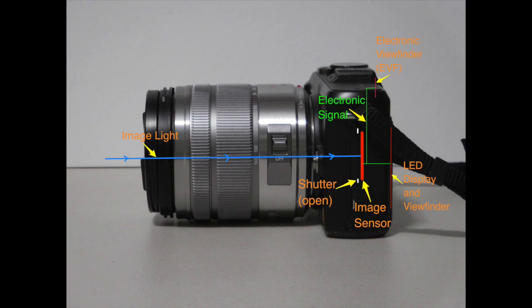Note that the shutter may be mechanical or electronic. An electronic shutter is controlled by software which turns the sensor on and off.